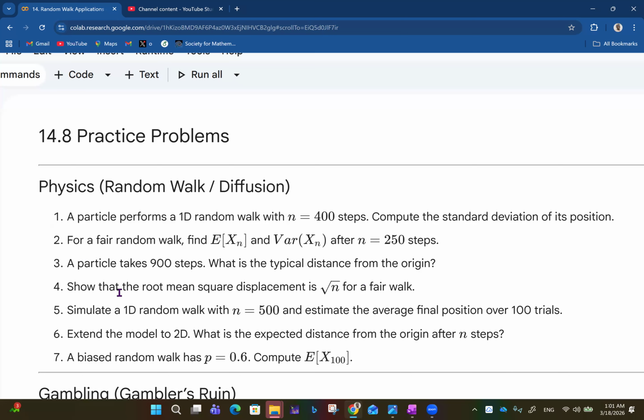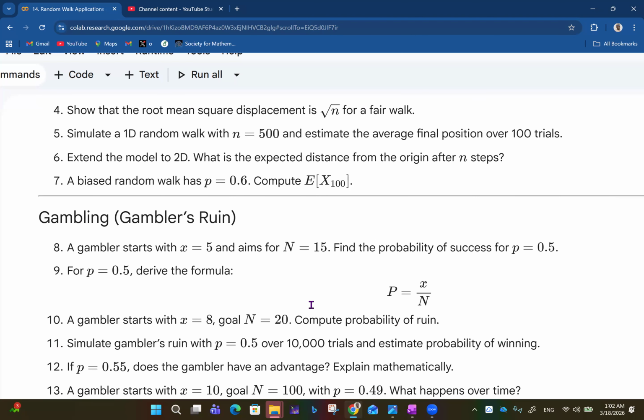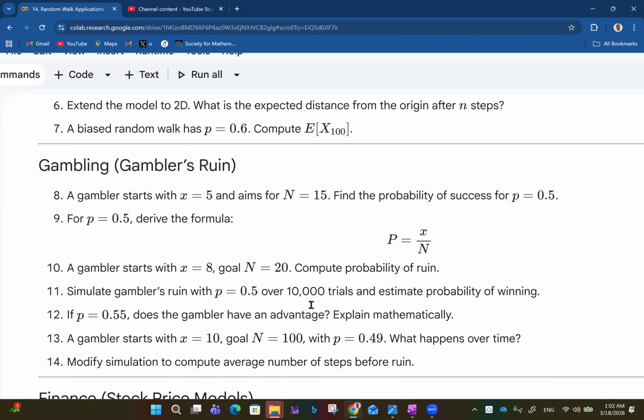Okay. Simulate a 1D random walk with n equals 500 and estimate the average final position over 100 trials. Yeah, you can look at previous examples to go about this. So for gambler's ruin, we also have this kind of scenario previously. So we can use all those ideas.